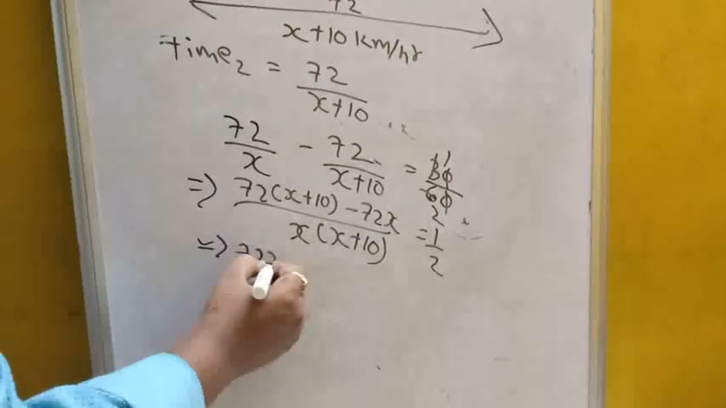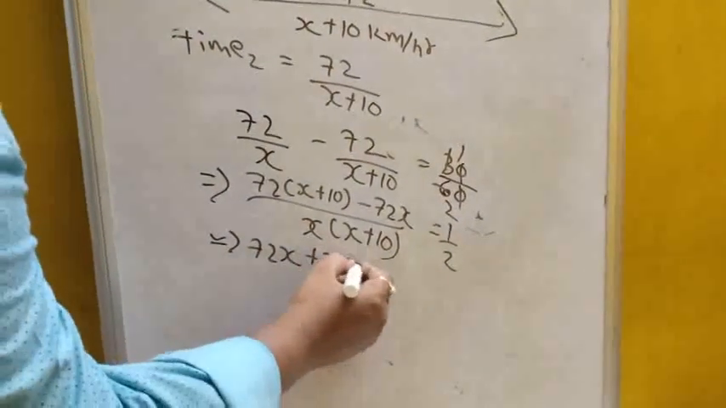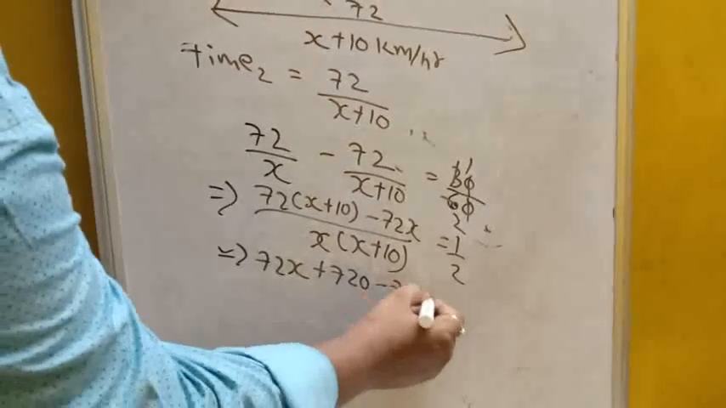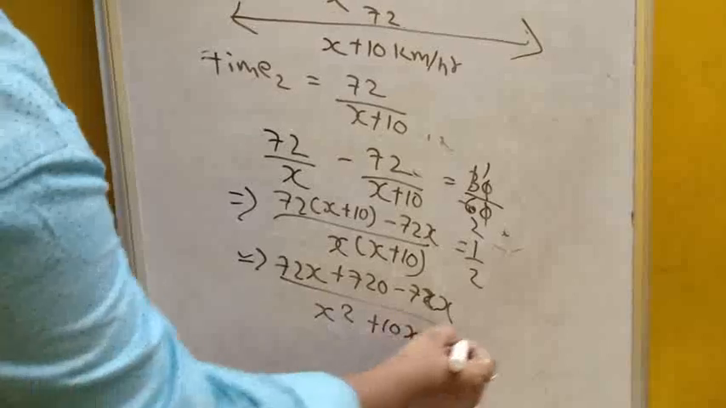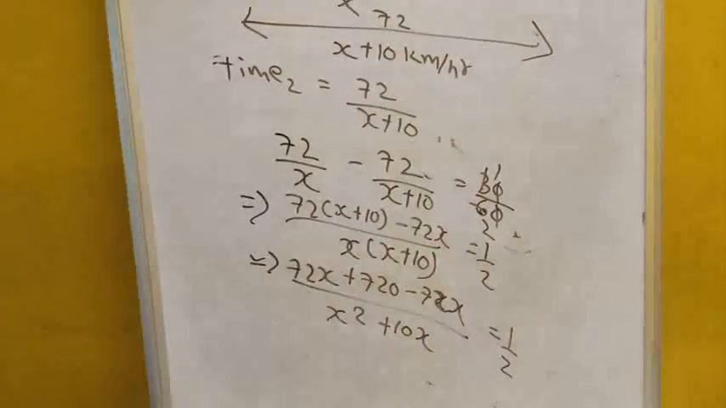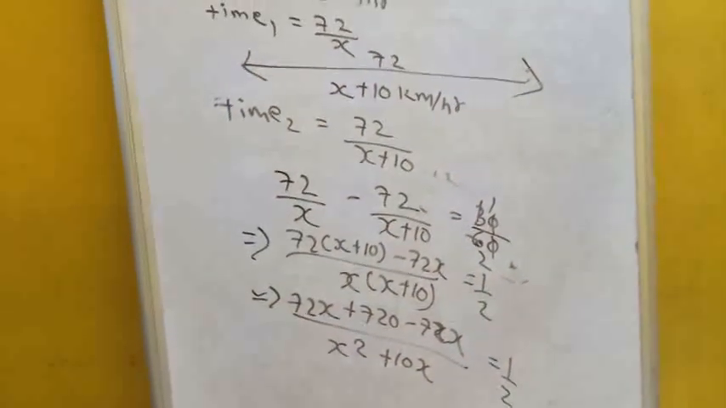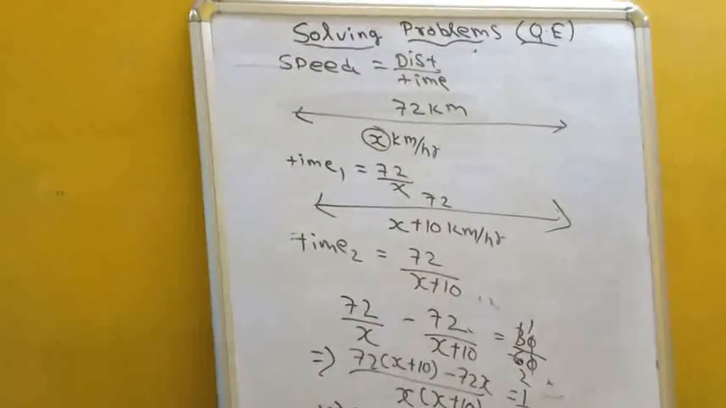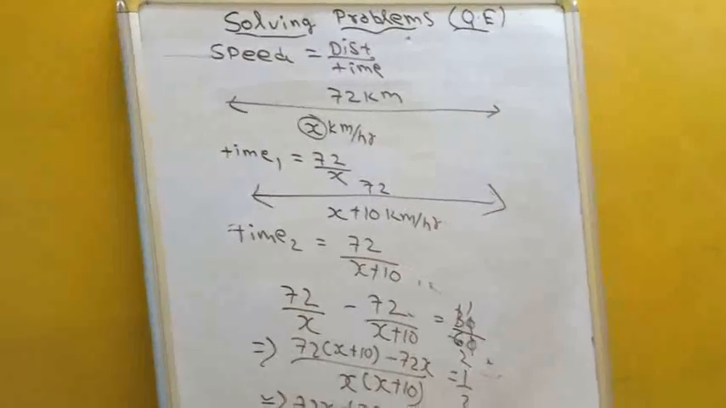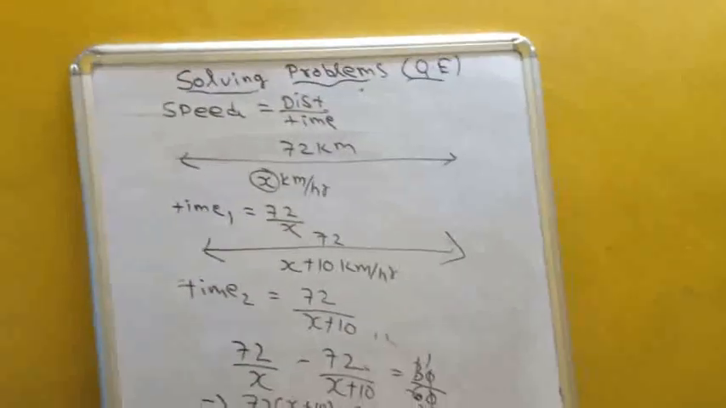Next, what can you write? 72x plus 720 minus 72x divided by x square plus 10x equals 1 by 2. Cross multiply. You will get the equation. After that you solve. So this one is about your what? Speed, distance and time.